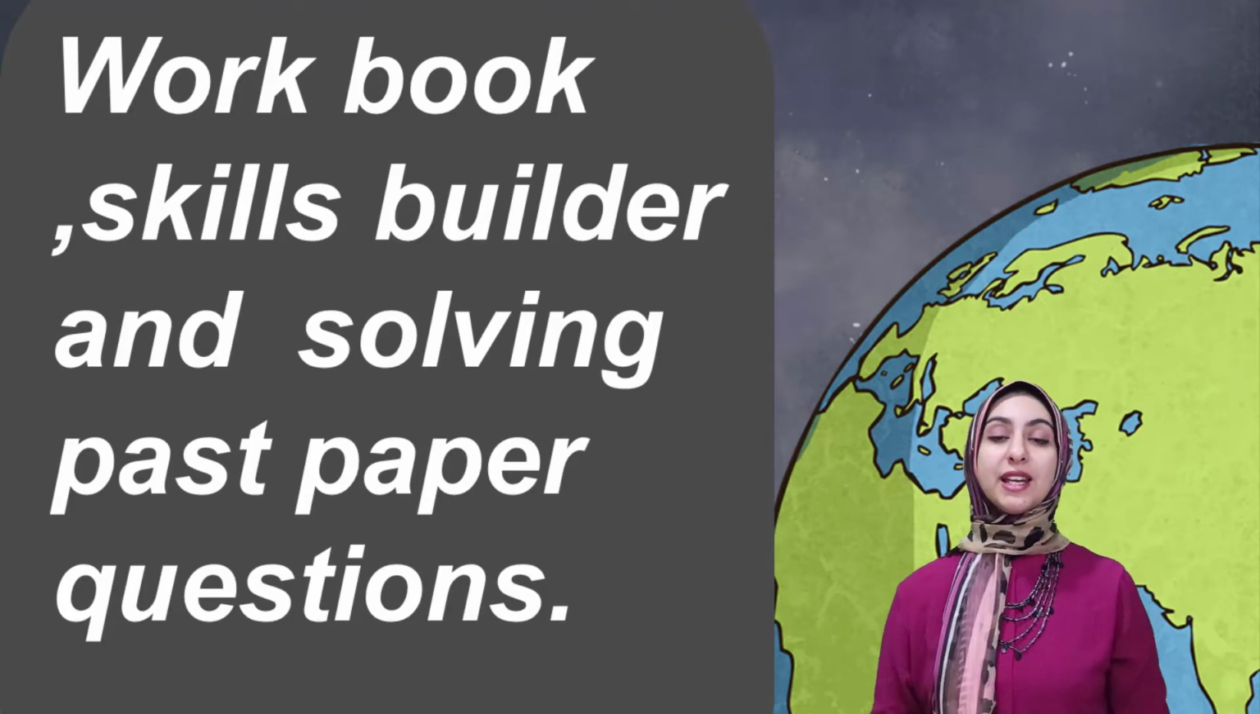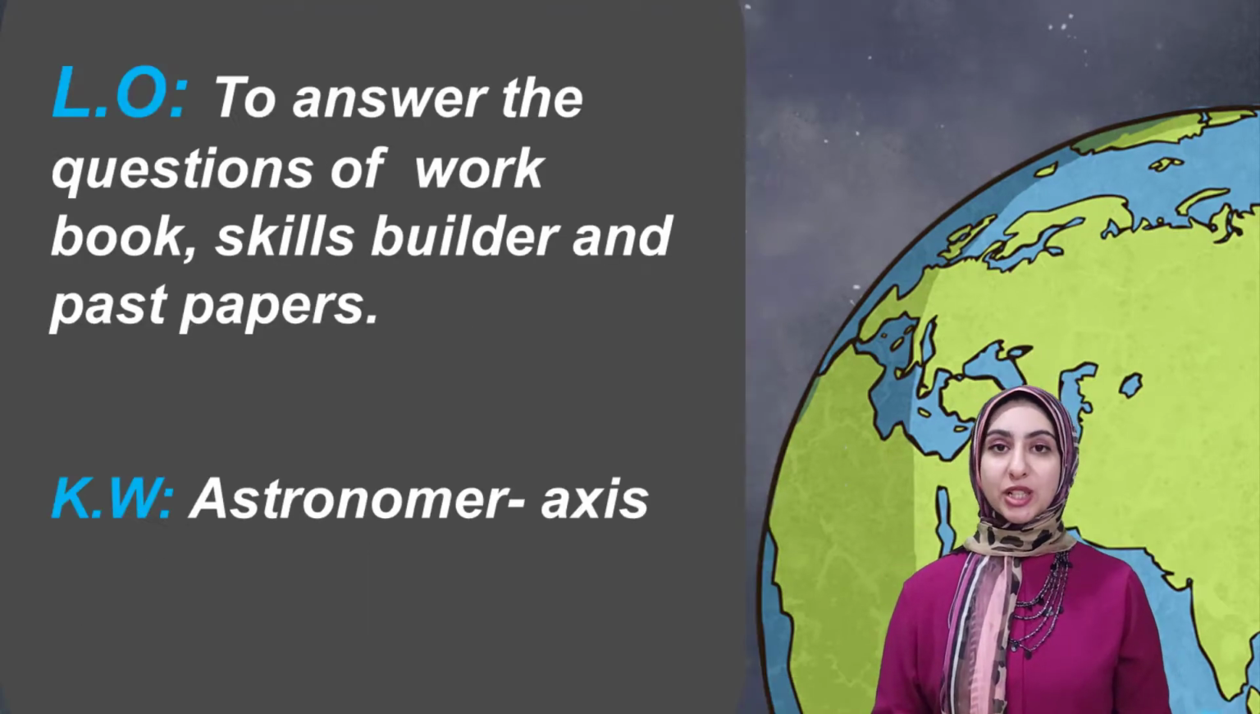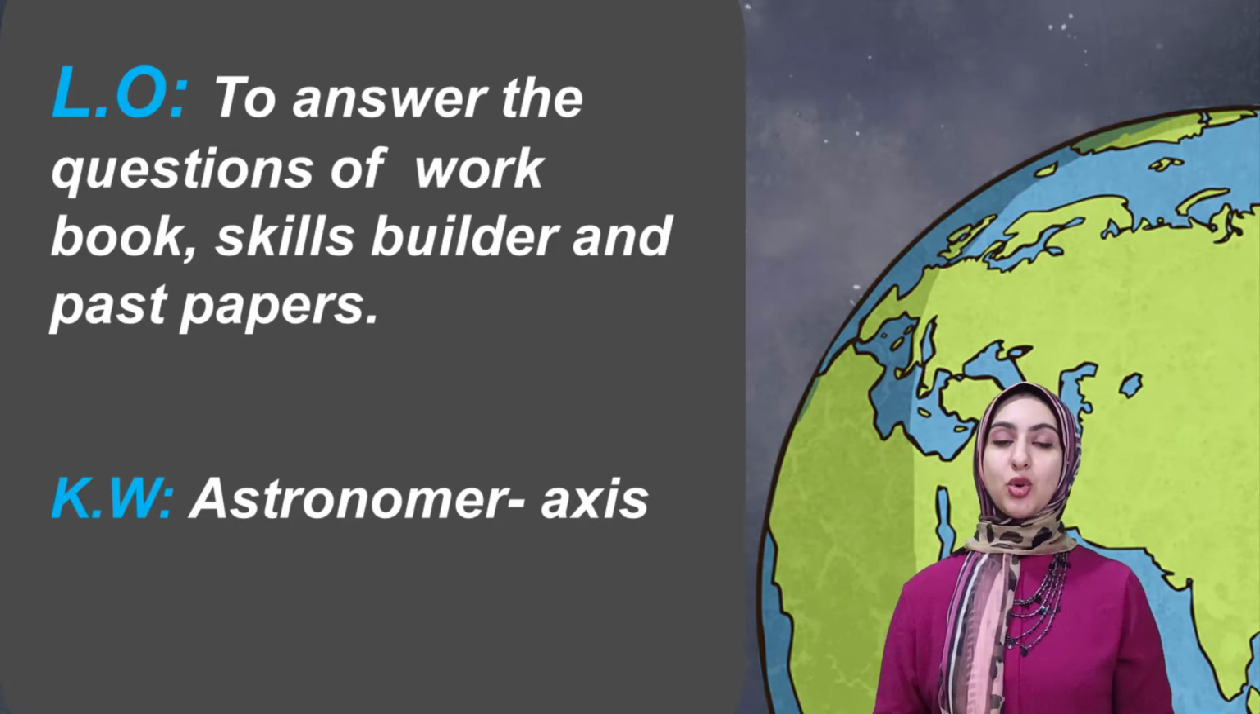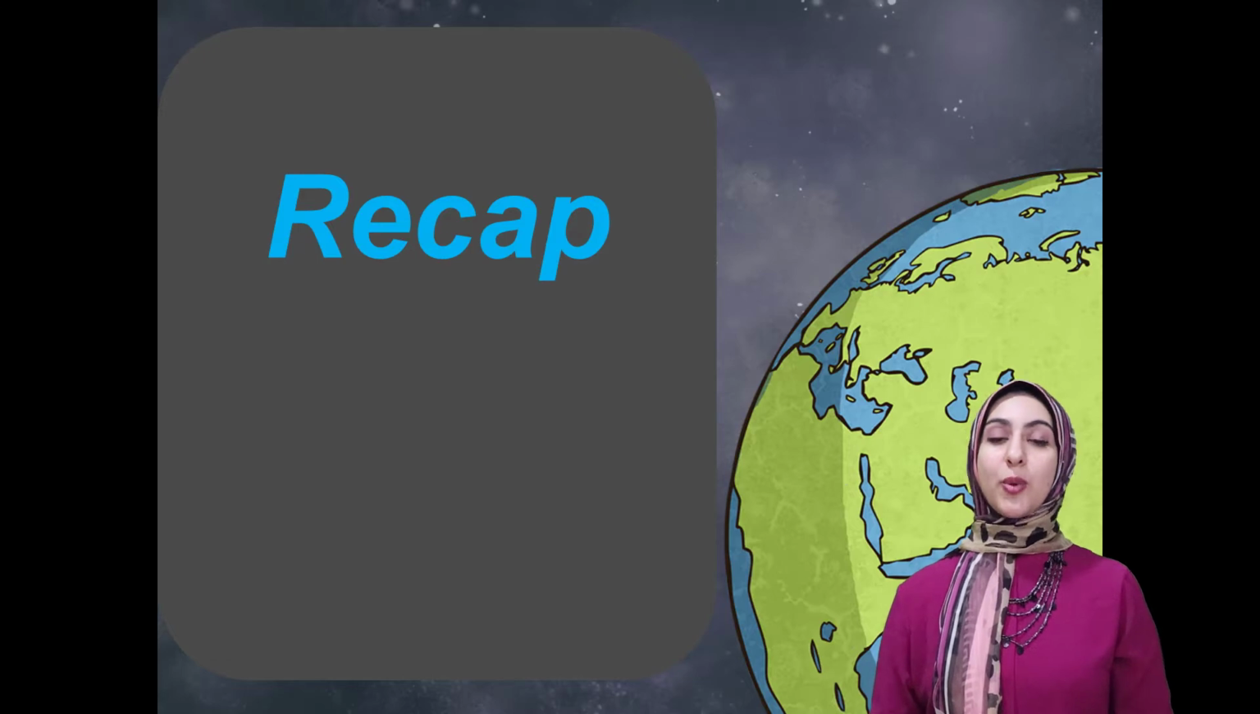Today we're going to answer the workbook skills builder, and also solve some past paper questions based on the day and night topic. So our lesson objective today is to answer questions of the workbook, skills builder and past papers. The keywords are astronomer and axis. Let's start our lesson today with a quick recap.